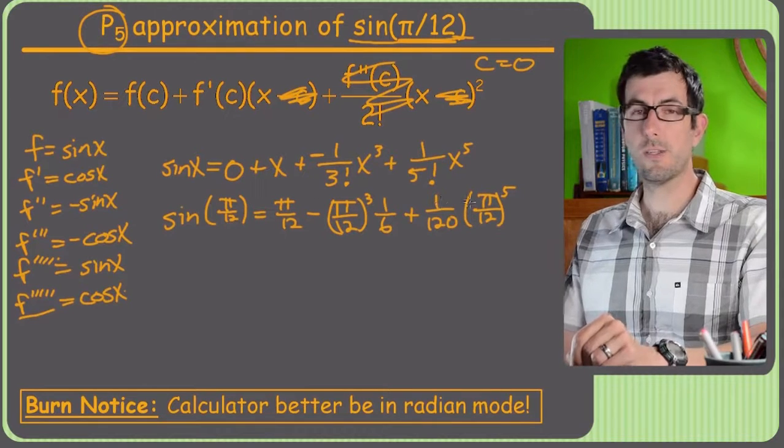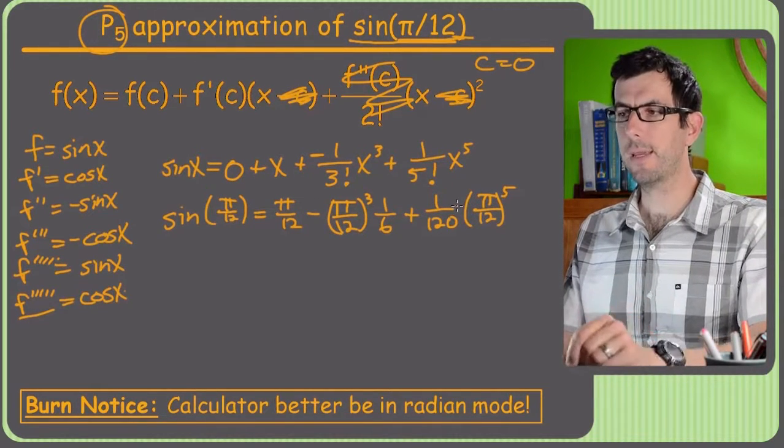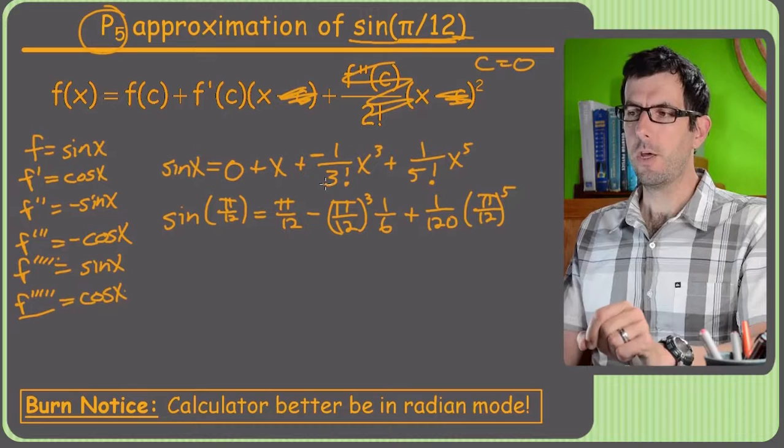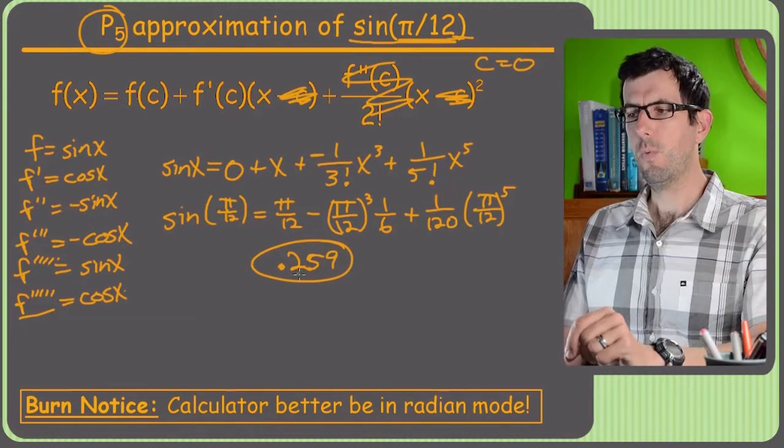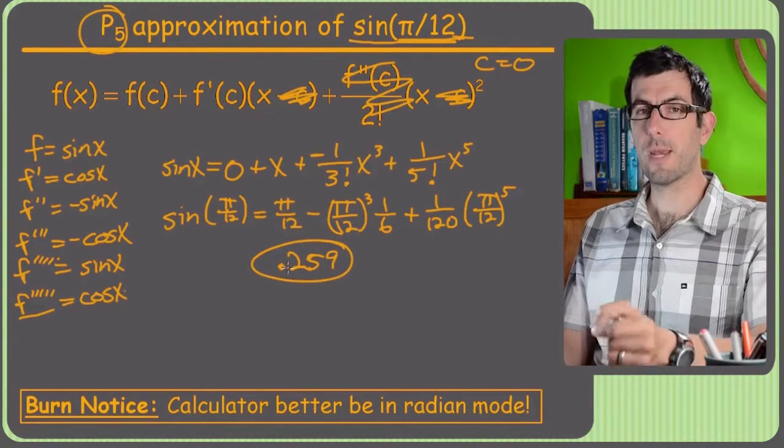Now you might be thinking this is an awfully big mess, and you'd be right, but you can plug this into a calculator, and when you do that, you get 0.259. Now there's two things I want to caution you. One is you want to have your calculator in radian mode.